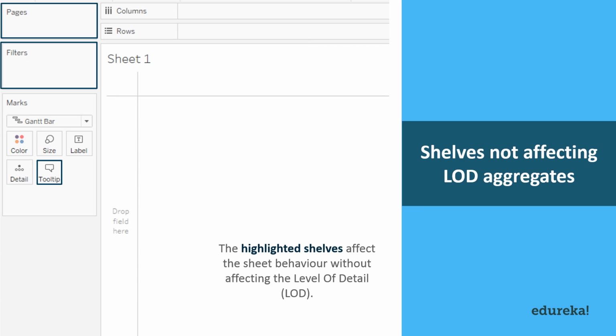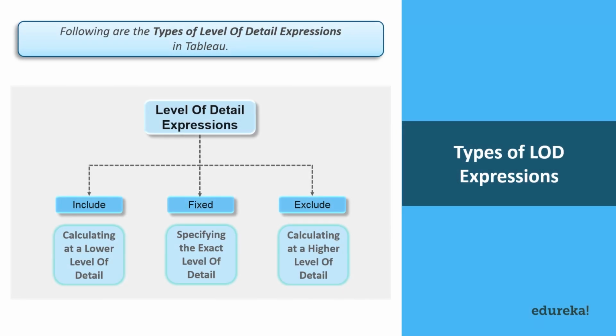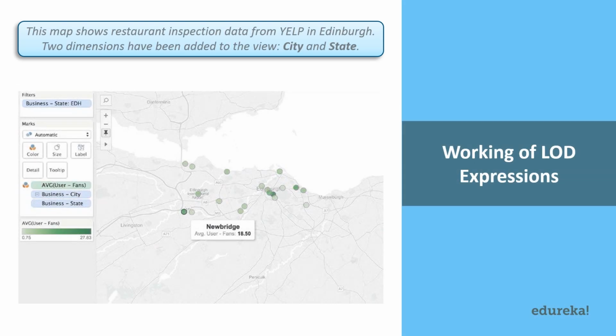Now all these LOD expressions are segregated into three types. We have include, which basically calculates at a lower level of detail. We have fixed LOD expressions, which specify the exact level of detail. And we have the exclude level of detail expressions, which calculate at a higher level of detail. So first, let's talk a little bit about how you work a problem in level of detail.